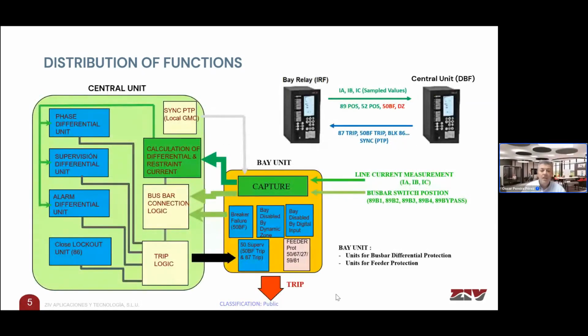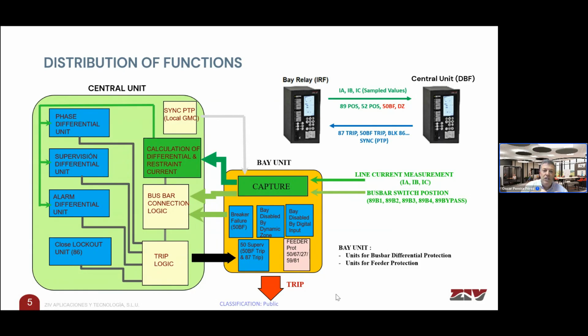Well, and here in this logical diagram, we try to explain how the interaction between the central unit and all the bay units works. As you can see, the bay unit in yellow in the middle of the picture will receive from the field the status of the breakers, of the isolators, even the analog measurements, the currents in the three phases. And as you can see, these green inputs to the bay unit will be sent to the central unit.